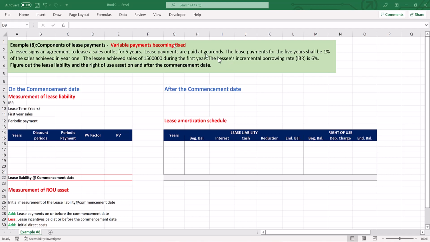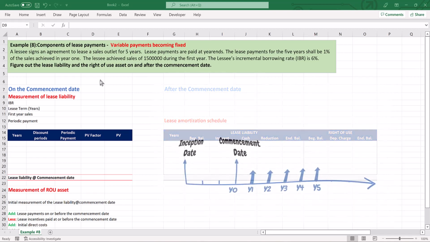A lessee signs an agreement to lease a sales outlet for 5 years. Lease payments are paid at year ends. The lease payments for the 5 years shall be 1% of the sales achieved in year 1. The lessee achieved sales of 1,500,000 during the first year. The lessee's incremental borrowing rate is 6%. Figure out the lease liability and the right-of-use asset on and after the commencement date.